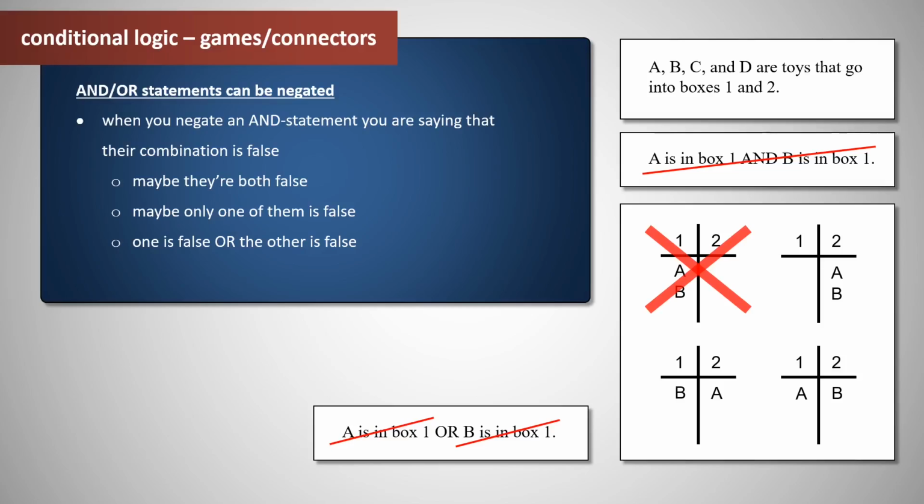The reason they mean that is because of what or means and because of what and means. So when you're saying that A is in box 1 and B is in box 1, and then you're saying that's not true, you're saying that they're not both together on the left, which means that they might be on the right or they might be split up. Well, them being on the right or being split up is the same thing as saying that maybe A is not in box 1 or maybe B is not in box 1, because maybe they're split up or maybe they're both on the right.